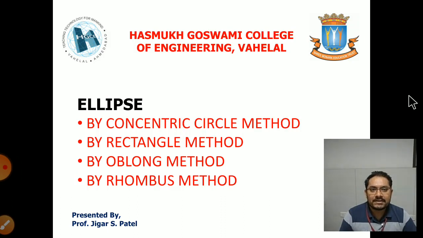Today we'll discuss the methods by which we can draw an ellipse in the subject Engineering Graphics and Design. We are going to study four methods: the concentric circle method, the rectangle method, the oblong method, and the rhombus method. Let us start with the first method. The first method is the concentric circle method.